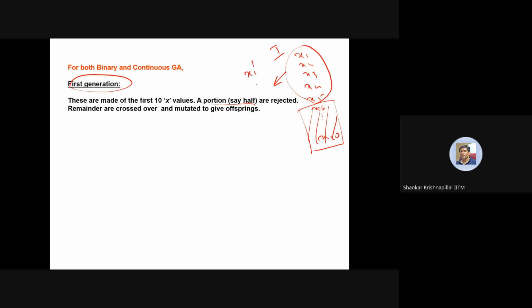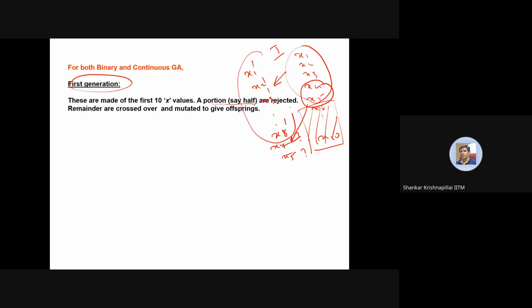I mean eight children: X1 apostrophe, X2 apostrophe, X3 apostrophe, up to X8 apostrophe. 8 children are made, and then the remaining 2 population are left. Okay, we need 10. So 2 of these parents can be inserted here, X4, X5, because we want to have some genes of the good parents also. So this is one option.